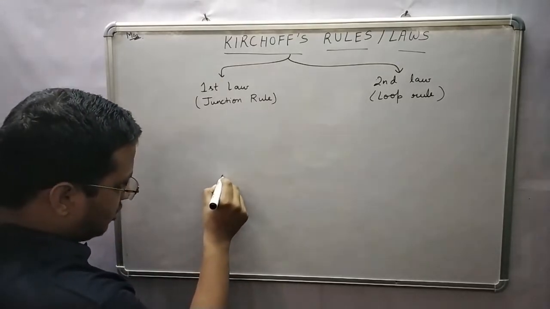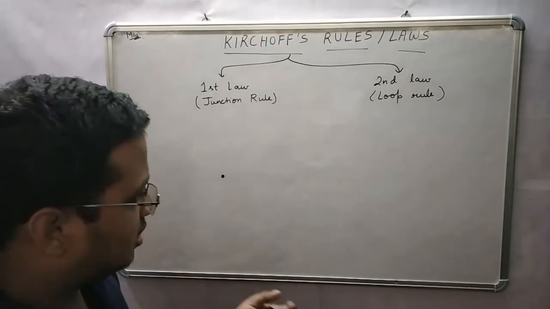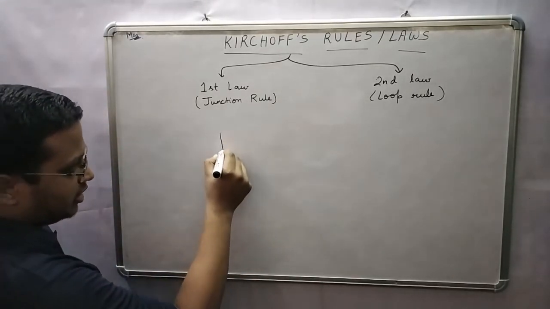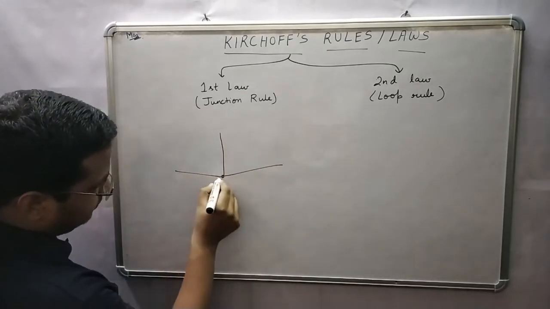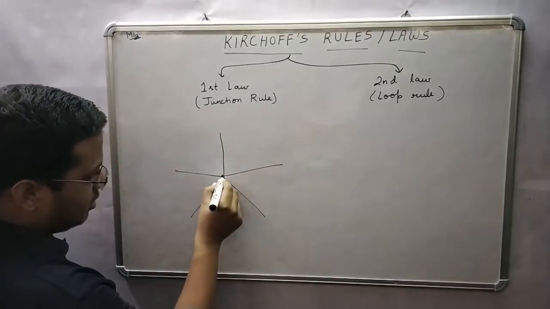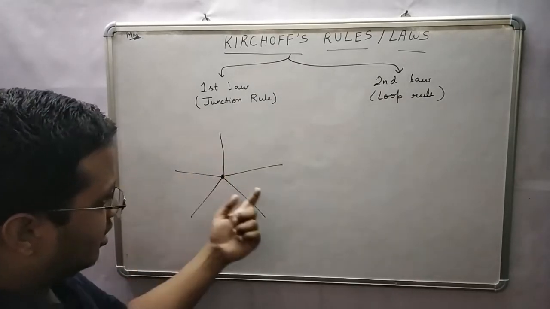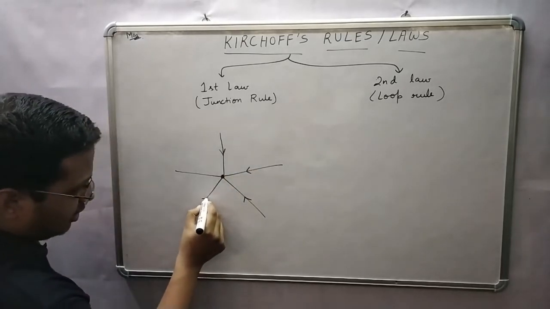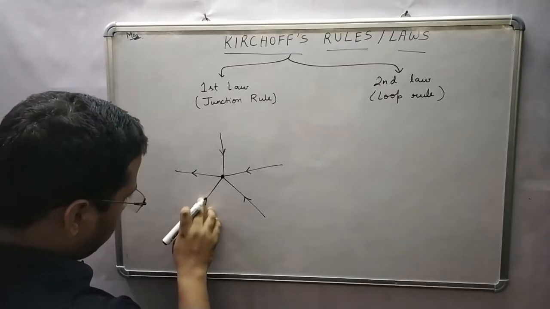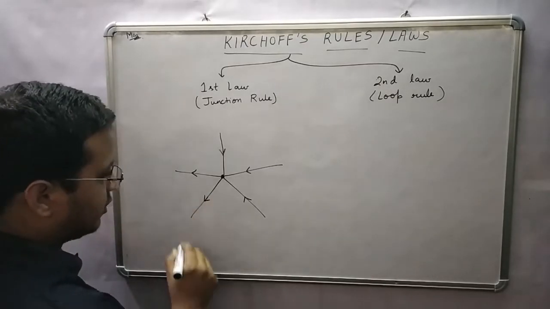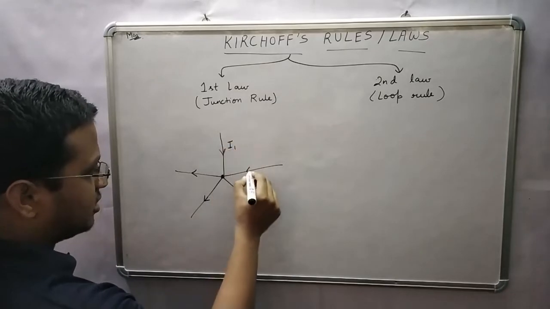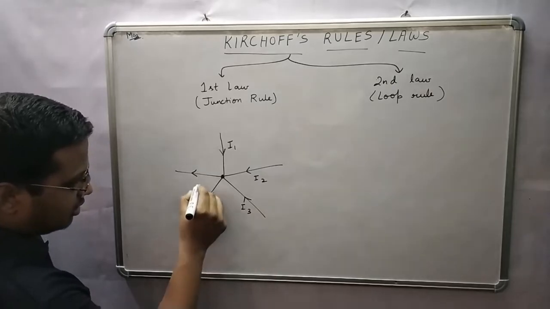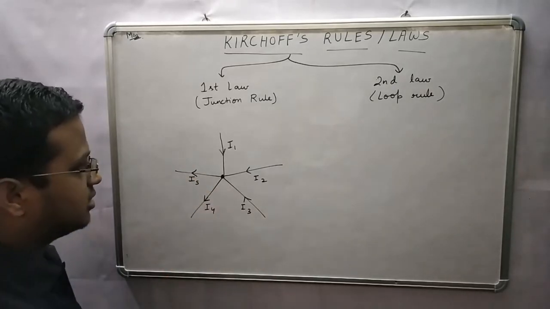Suppose we have a junction or a point in a circuit, in a closed circuit or in an open circuit, which has various branches like this. These are all wire connections in which suppose there are some currents. Suppose here in this branch the current is I1, in this branch the current is I2, here the current is I3, here the current is I4, here the current is I5.